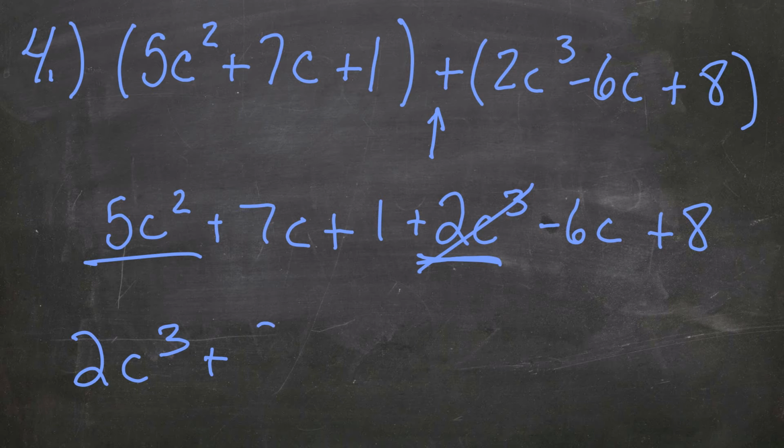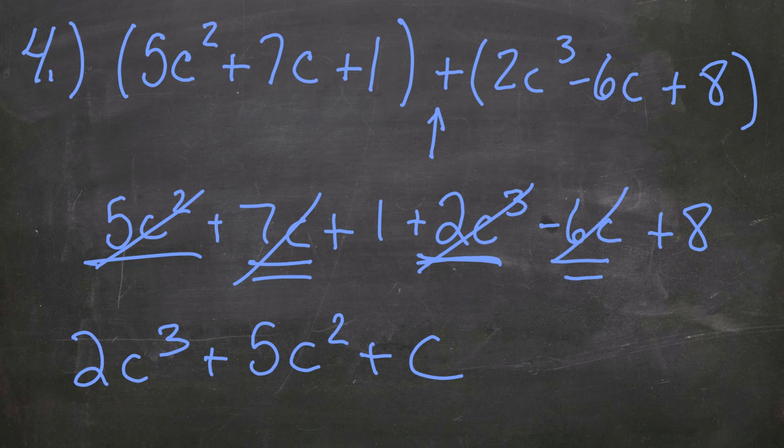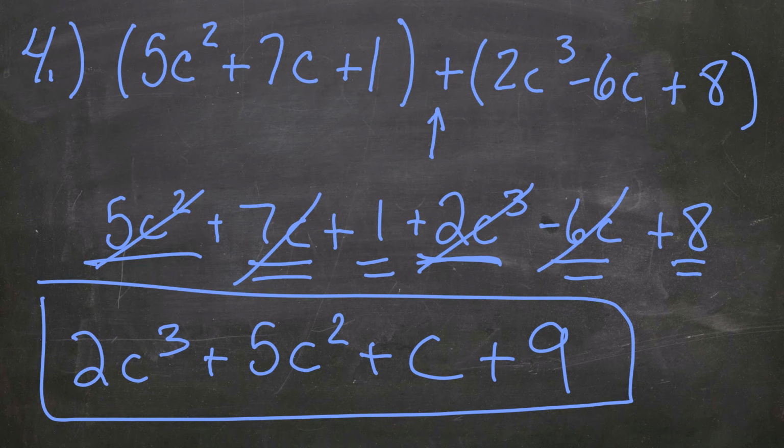Then I look at 5c squared. There are no other c squared, so I just leave that. 7c minus 6c, that's just 1c. And then 1 and 8 is 9. There's my final answer. Moving on.